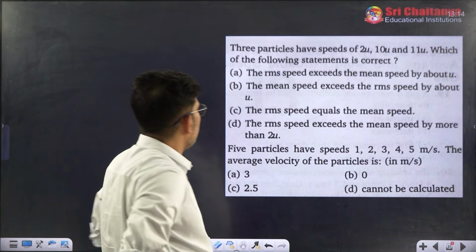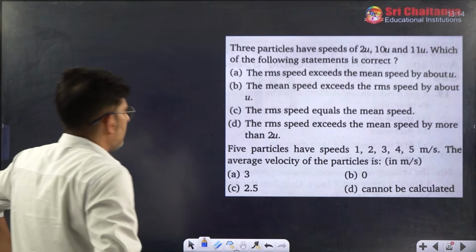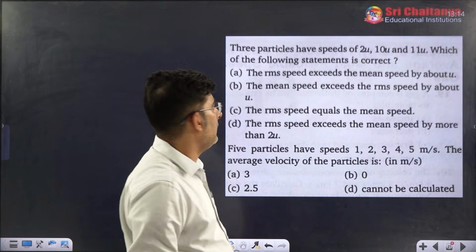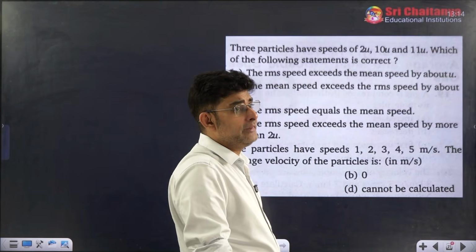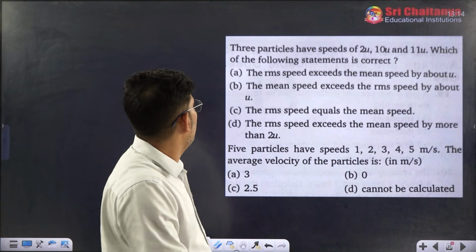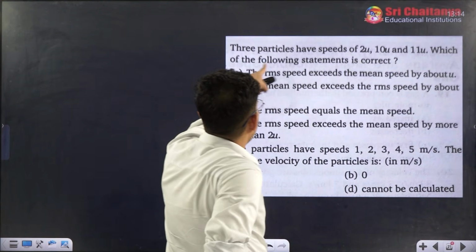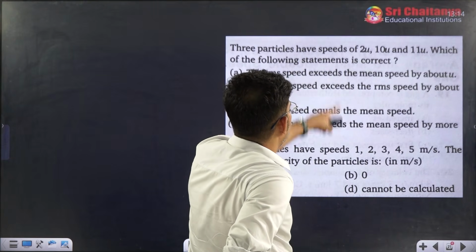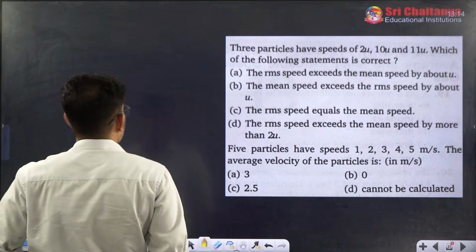Next question. Three particles have speeds. Okay, they have given speeds here. So I told in the beginning, if speeds are given, a group of speeds are given, then how to find RMS and average, whatever they are asking. So this question, three particles have speeds given, which of the following statements is correct? RMS speed exceeds the mean speed by how much? Okay.